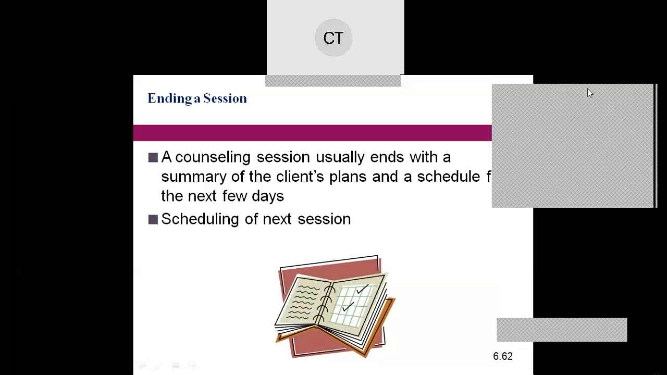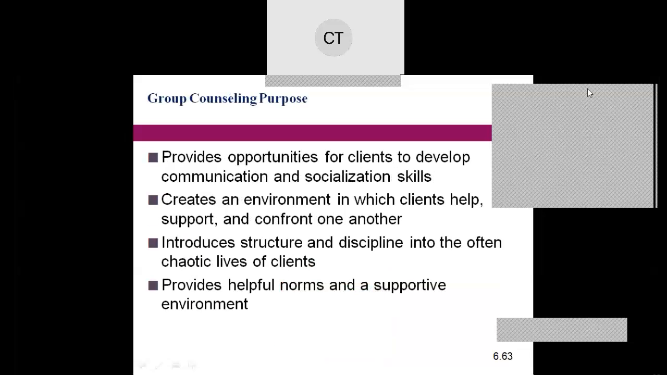And how do we end a session in counseling? We will be learning more about this in module 4 the day after tomorrow. We'll discuss these things further. Anyhow, when we end a counseling session, we must summarize. We must also schedule the next meeting. That means we must plan the next session.